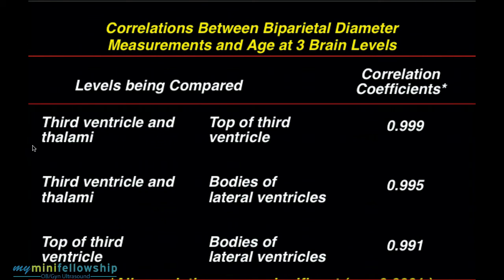So there is no downside to always measuring at the third ventricle and thalami. And this way, everybody does the same thing, no matter where the biparietal diameter is measured. And that caught on. So now you are instructed in the AIUM ACR ACOG guidelines to take the measurement of the biparietal diameter where you see third ventricle and thalami.